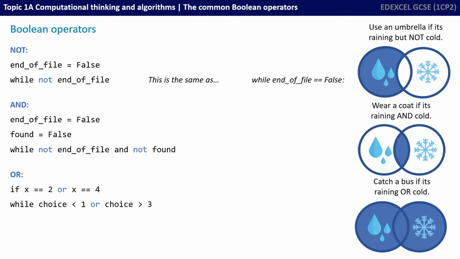And the final Boolean operator is or. So with our analogy, catch a bus if it's raining or cold. And here's a couple of examples. You could use it in an if statement. So for example, if x equals 2 or x equals 4, then run the code for the if statement. Or you could use it in the checking clause of a while loop. While choice is less than 1 or choice is greater than 3. Only one of those conditions has to be true and the while loop would execute.